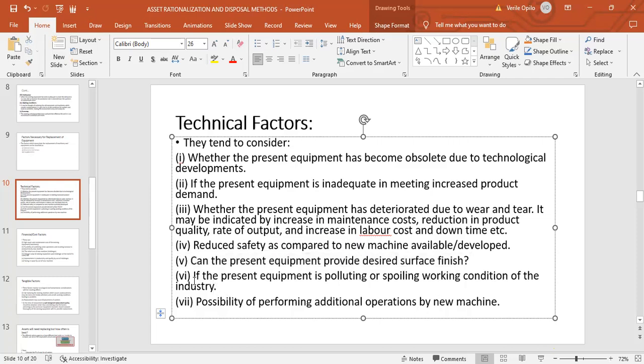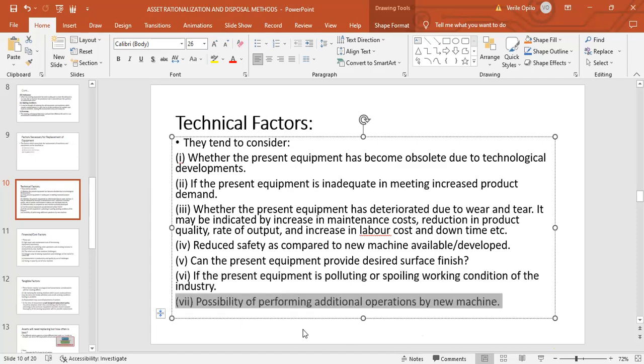Then the other factor you need to consider is if the present equipment is polluting or spoiling working condition of the industry. We've talked about this over and over again, that when there's pollution, then you find that there are laws against a certain level of pollution. So it means that the organization will have to pay a lot of fines with regard to that machine. So at the end of the day, you think the fines you're paying and the total amount that the business is incurring to just maintain this machine, we'd rather replace it with something new that is not going to bring us trouble with the law, and also something that is just efficient and effective, that doesn't cause any problems to the environment.